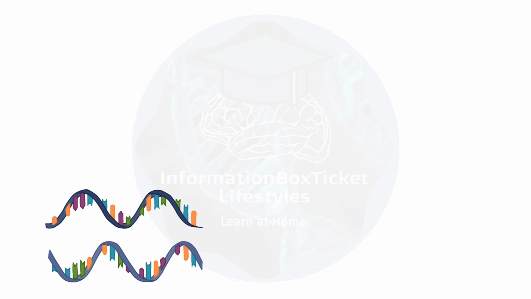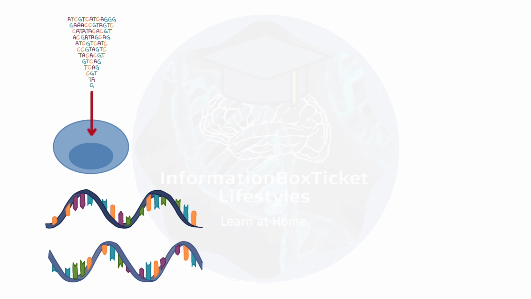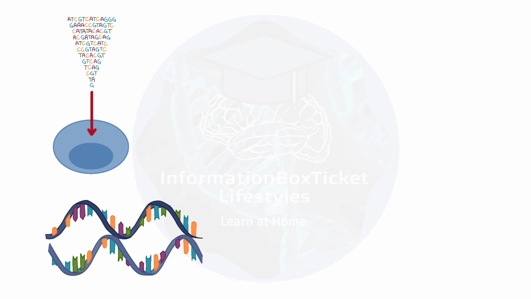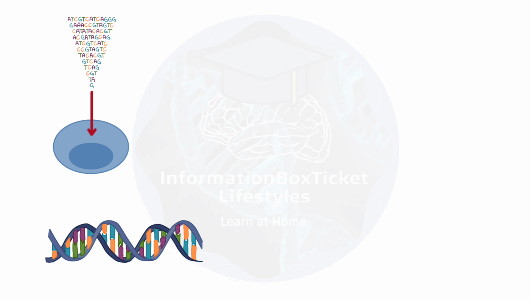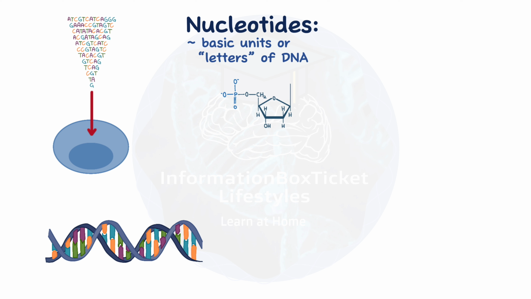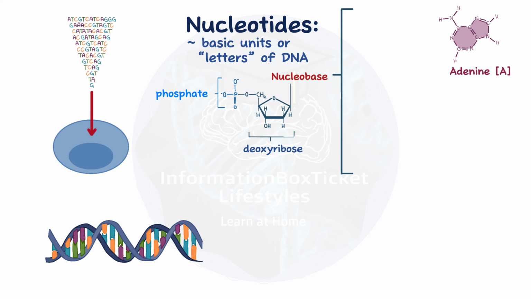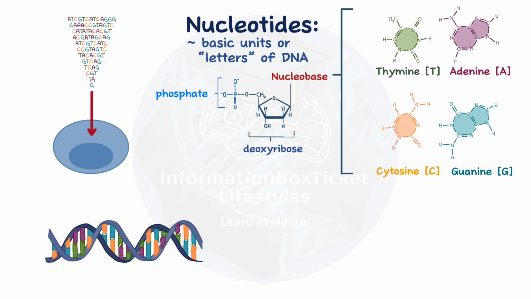Our DNA holds an immense amount of information, compactly organized to incredibly tiny dimensions, small enough to fit inside a cell's nucleus. A DNA molecule consists of two strands, twisted around each other to form what's known as a double helix. Each DNA strand is made up of a chain of 4 different nucleotides, the basic units or letters of DNA. These nucleotides are composed of a sugar called deoxyribose, a phosphate group, and one of 4 nitrogenous bases, adenine, cytosine, guanine, or thymine, abbreviated as A, C, G, and T.